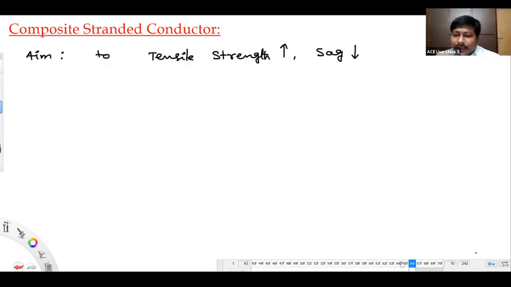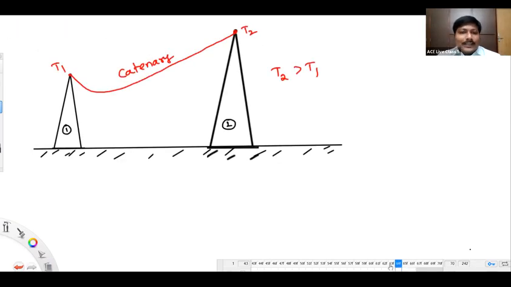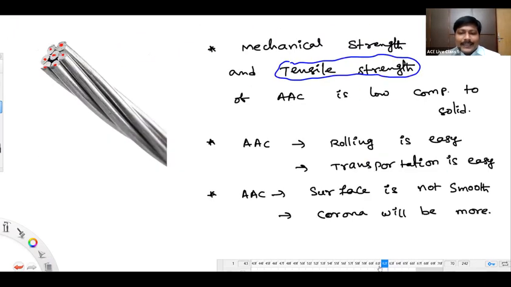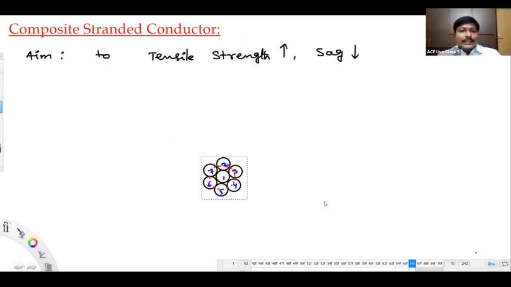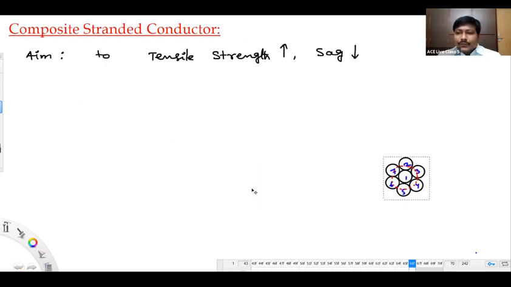Which aluminum strand we have to replace with a new one? Could you please suggest that? It's an AAC conductor we have, right? Let's copy this. It's an AAC conductor. Which one do you want to replace with a new strand? Anybody? Central. We suggest to go for central.